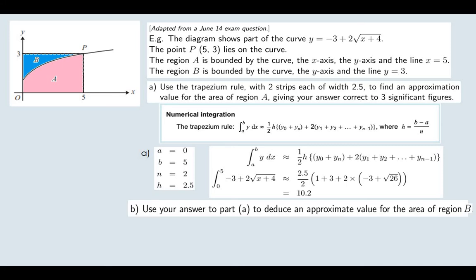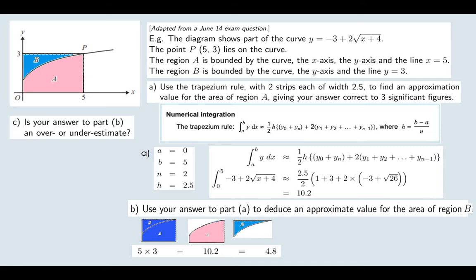For the second part, we're going to deduce an approximate value for the area of region B. Well, hopefully you can see that going O5P3 gives us a rectangle. And if we do the rectangle, take away the area we just found out, we're going to be left with our answer B that we want. There we go. And that gives us 4.8.